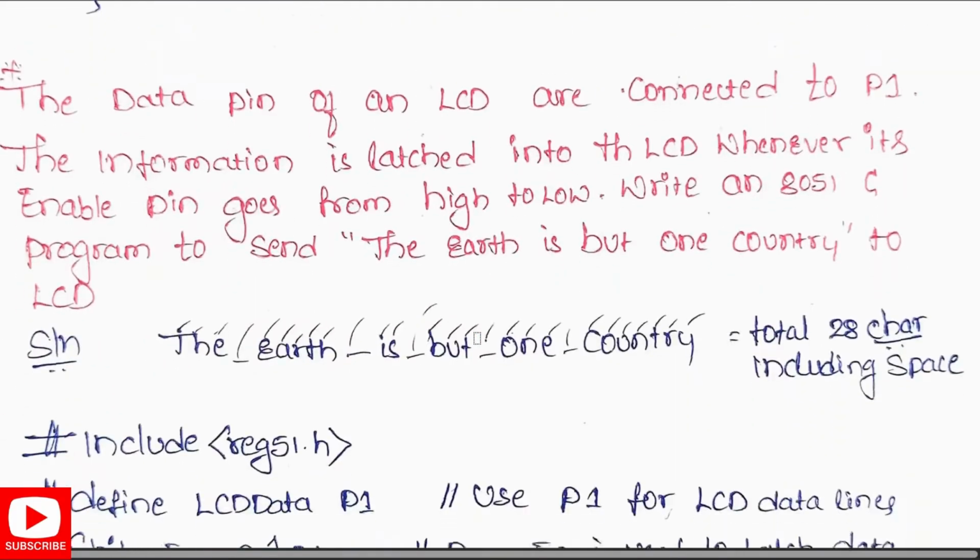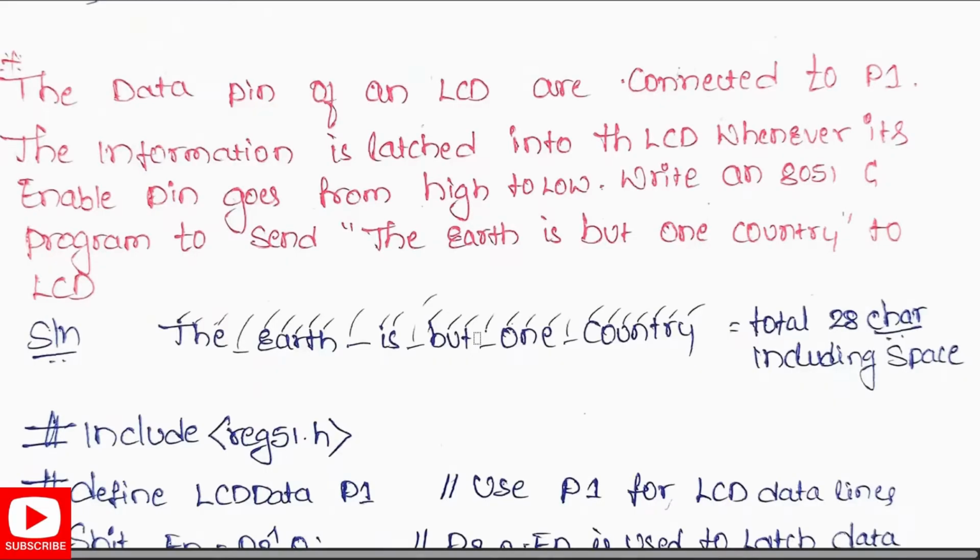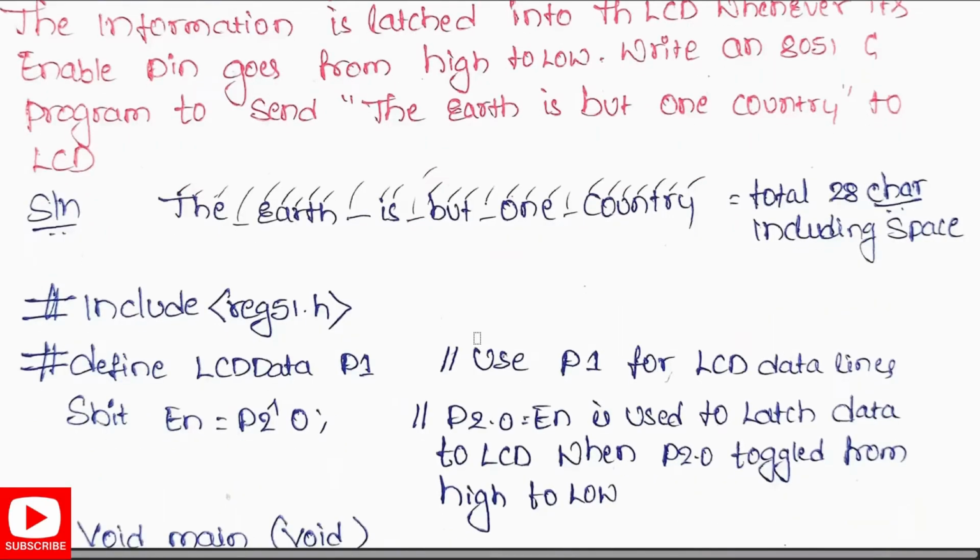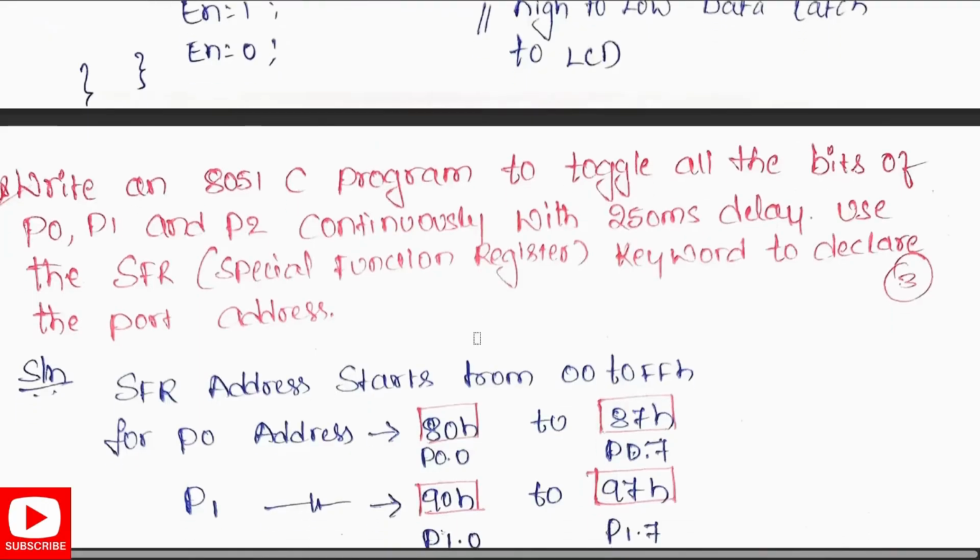Okay, next comes another application one, where you have to send to the LCD, it has to print "The earth is but one country." This has 28 characters, and this has to get printed. So you have to make a C program for that.